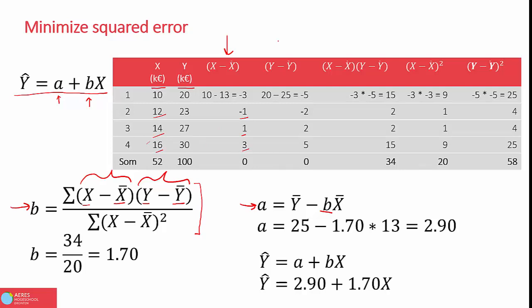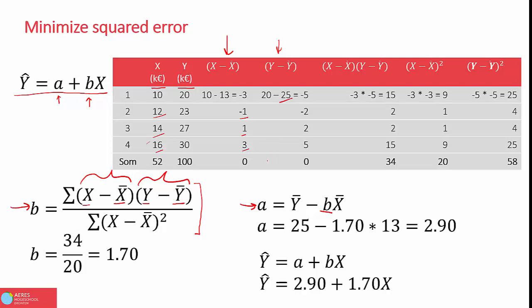Okay, we can do the same for y. Adding all these values up, 20 plus 23 plus 27 plus 30 gives us 100. 100 divided by 4 gives us 25. 25 is the average of y. And again, 20 minus 25 gives us minus 5, etc.